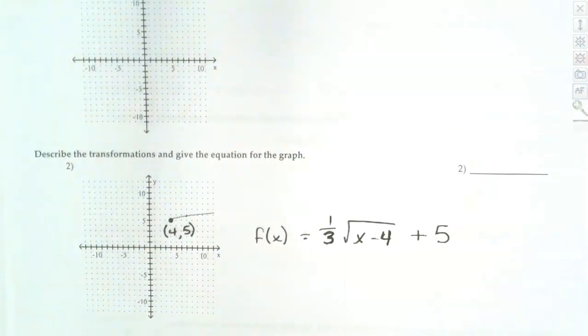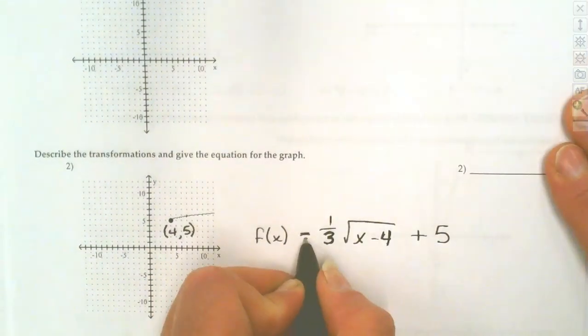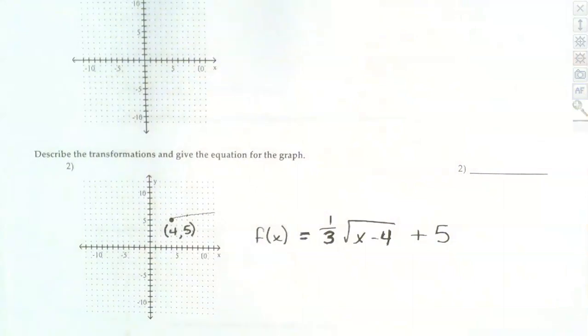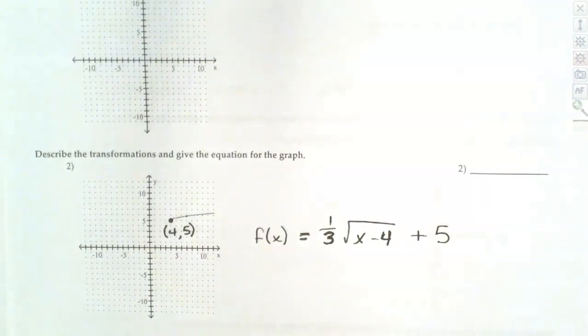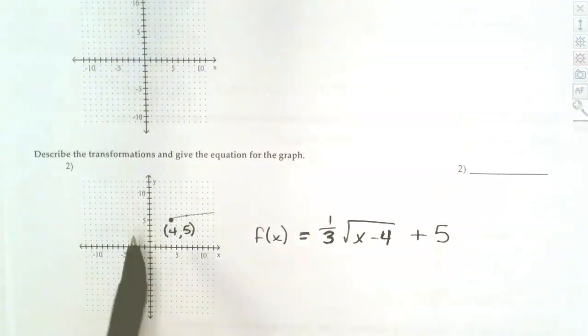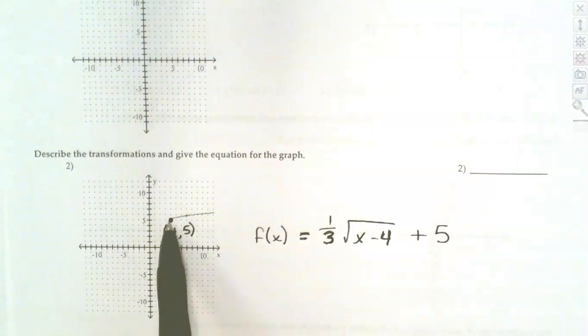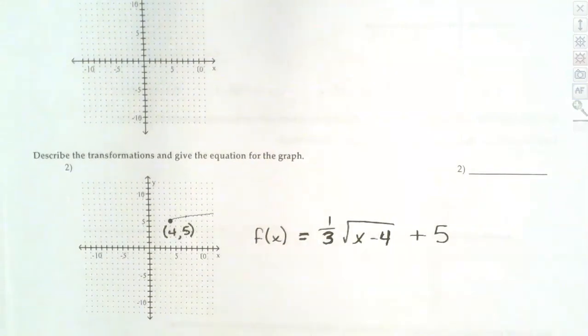So that's what I was looking at in that question. But does that one make sense now? You see where I started from? We identified what it was, which is a square root. And then the 5 is because we moved it up 5. The negative 4 is because we moved it to the right 4. And then it's really narrow, so we'll say it's about a third.